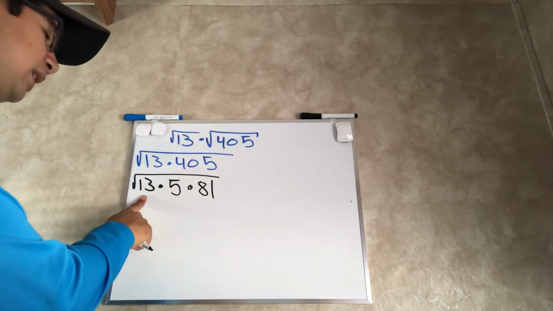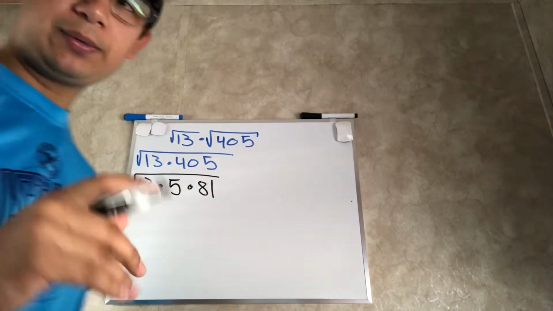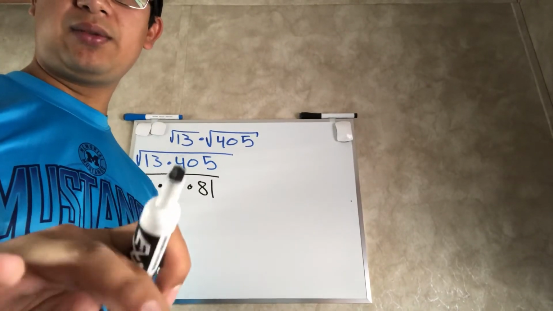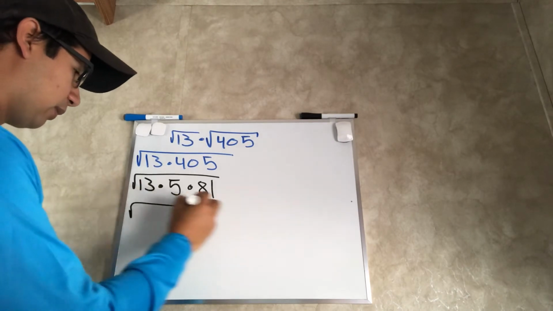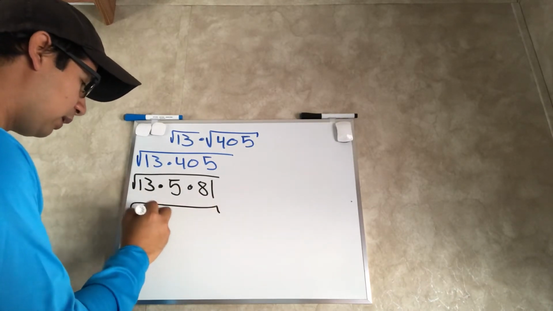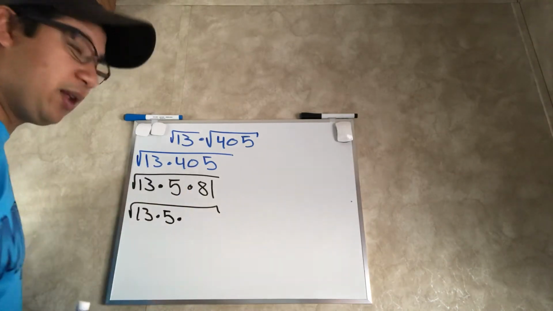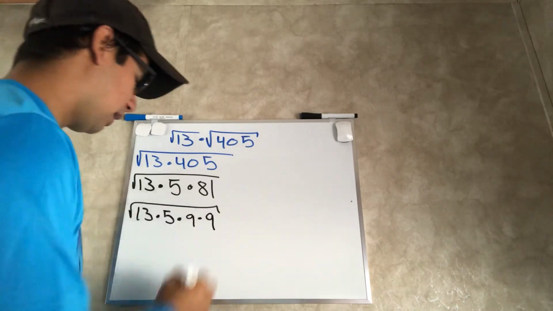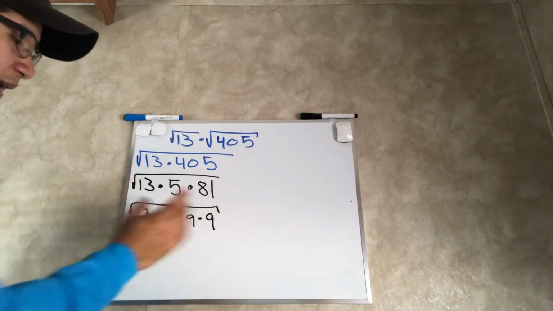Now the 13 can't be broken down, the 5 can't, but that 81 can, right? 9 times 9 gives you 81. So we could break this apart. So we have 13 times 5. Now we're going to break up that 81, which is 9 times 9. And if you notice here, the 9s can also be broken.